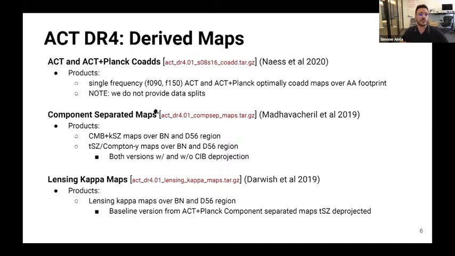We have component-separated maps. Multi-frequency information is very important, and the fact that we can use ACT and Planck to work together allows us to extract single components. And so we have CMB plus kSZ maps, so basically the black body component over the D56 and Boss region, as well as tSZ or Compton-y maps, again in this region. And both of these maps are provided with and without CIB projections.